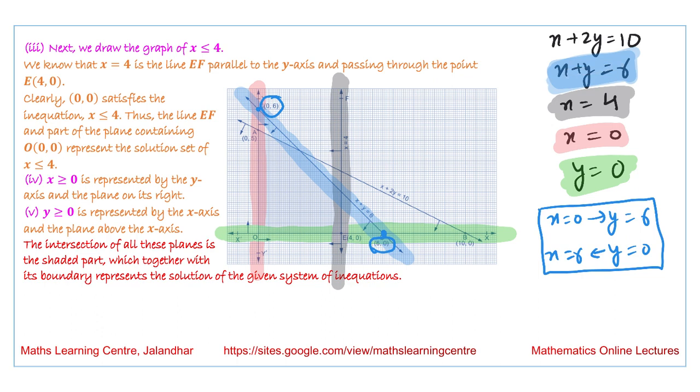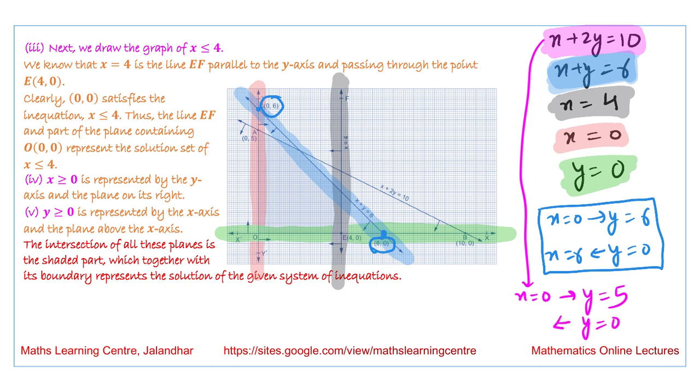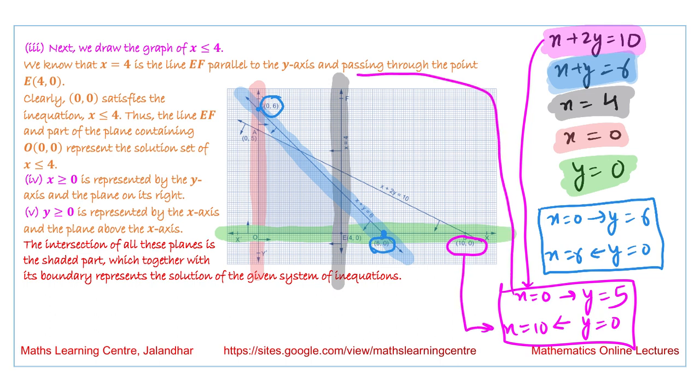This is the line x plus y is equal to 6, and the next line we have is x plus 2y is equal to 10. When x is equal to 0, the value of y is 5, and when y is equal to 0, the value of x is 10. So the points are 10, 0, and the second point A is 0, 5. So the line corresponding to this is the line over here. This is the line corresponding to x plus 2y is equal to 10.